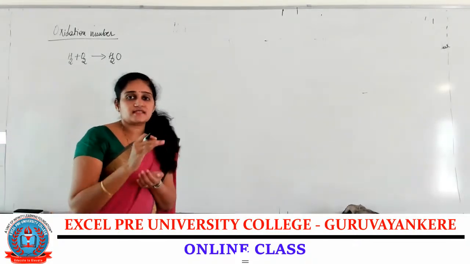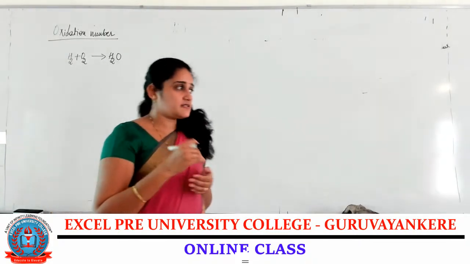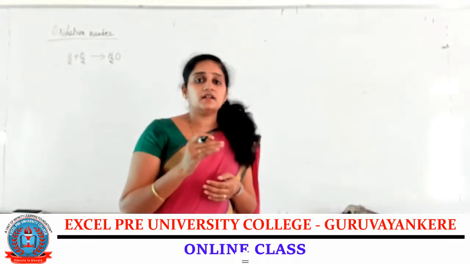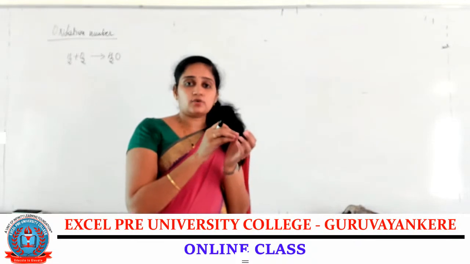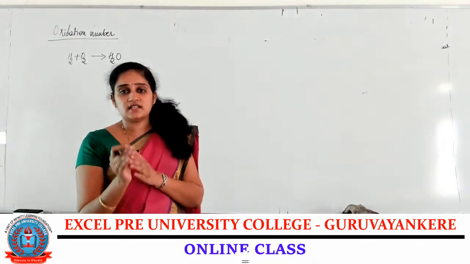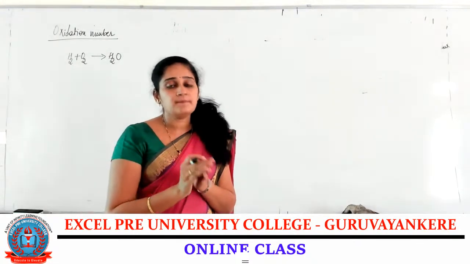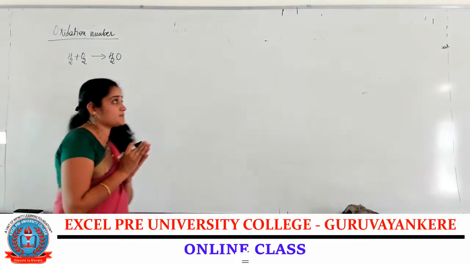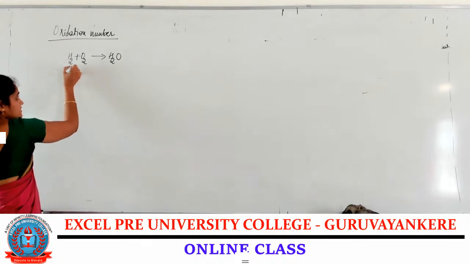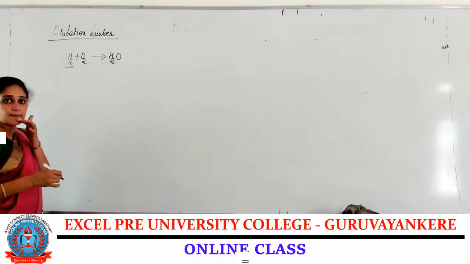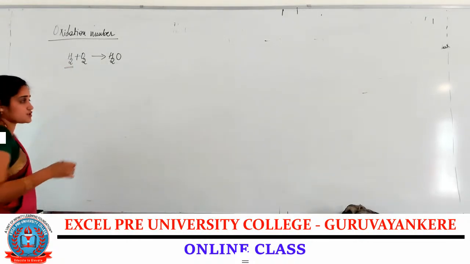Depending on whether it loses the electron or gains the electron, using that you can conclude which atom is undergoing the oxidation reaction and which atom is undergoing the reduction reaction. That is the oxidation number method. Now we need to find the oxidation number of the hydrogen.